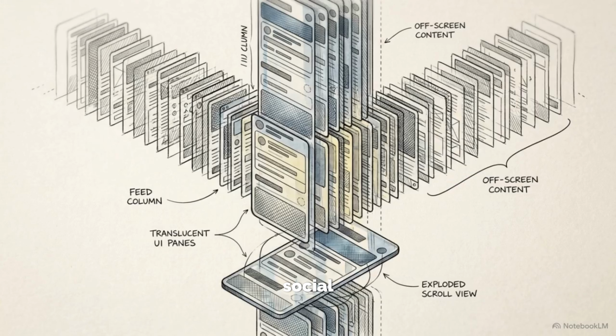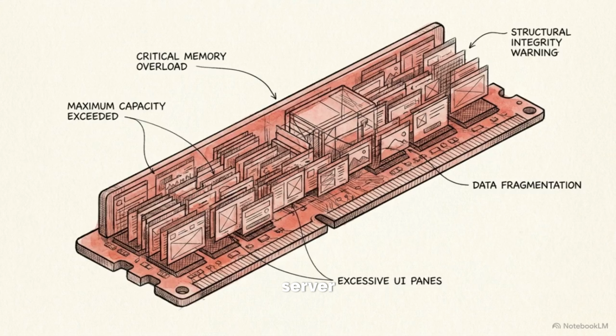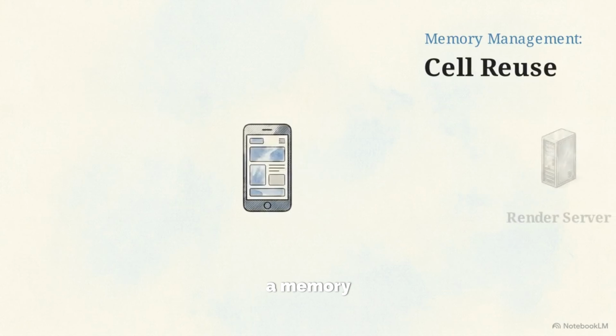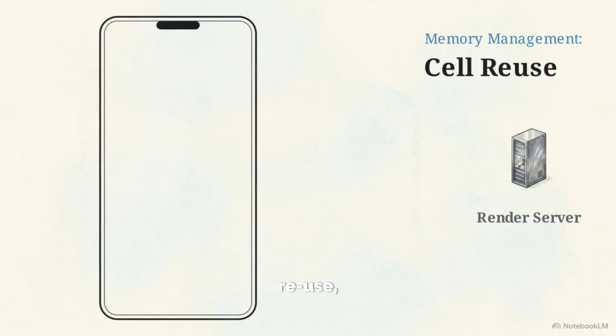But scrolling a modern social media timeline presents a major physical hurdle. If the render server tried to hold thousands of tweets, high-resolution photos, and videos in memory all at once, it would instantly overload the phone's RAM and crash. To solve this, Apple utilizes a memory management technique called cell reuse.